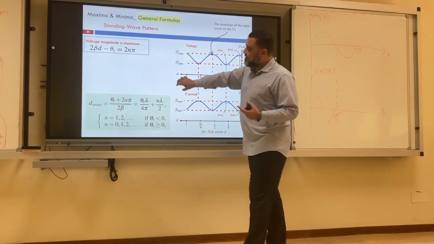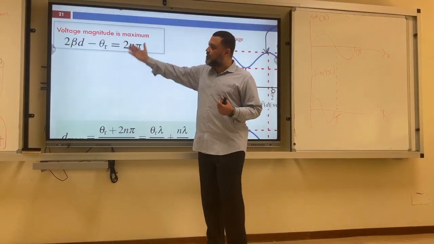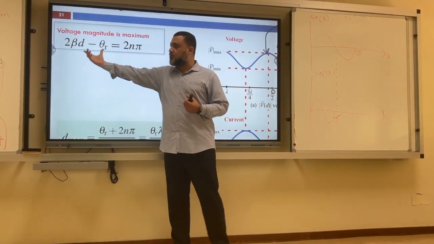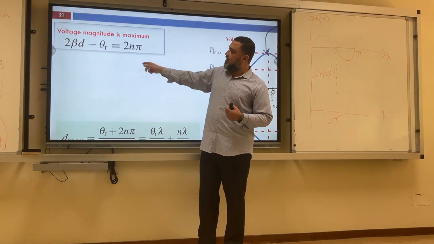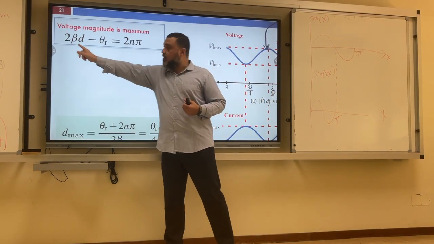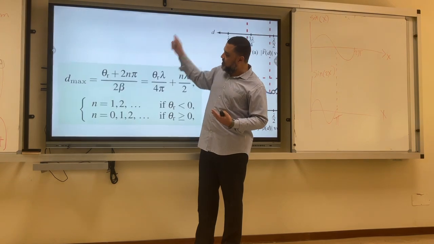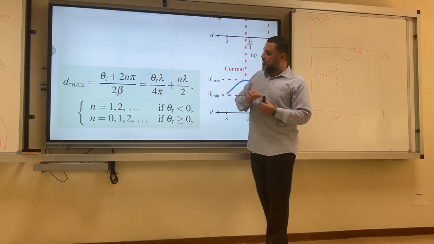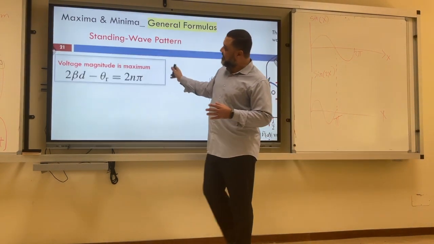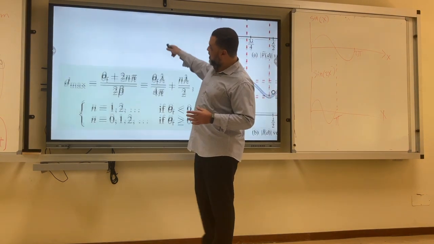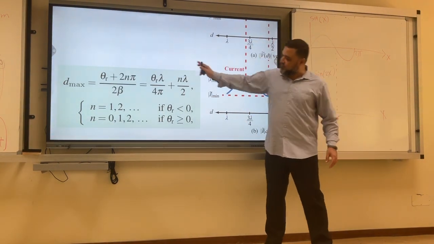This is the condition. If you remember, this is the condition for the maximum voltage, right? The argument of the cosine is 2 n pi, 0 to pi. If I take D out, this will be D of the maximum voltage. So D of the maximum voltage is the same equation. Just take D out of this equation, and it will give you this. So look at this equation. I have two conditions here.